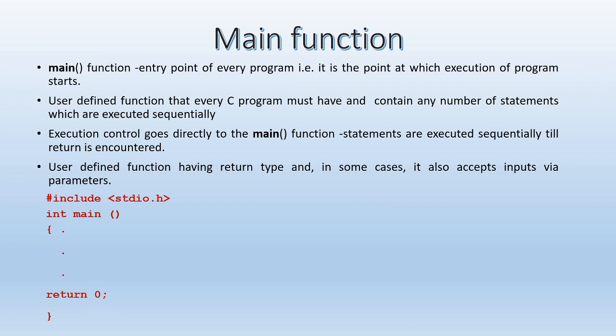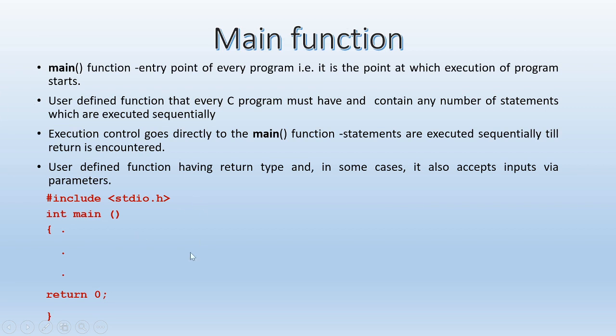Then the next function is the main function. Main function is the entry point of every program in C. It is the function from where execution of the program starts. It's basically a user-defined function which includes all your C program statements, and you can have any number of statements here, and these statements are executed sequentially. After writing main, execution control directly goes to the main function. Statements there are executed sequentially till return is encountered.